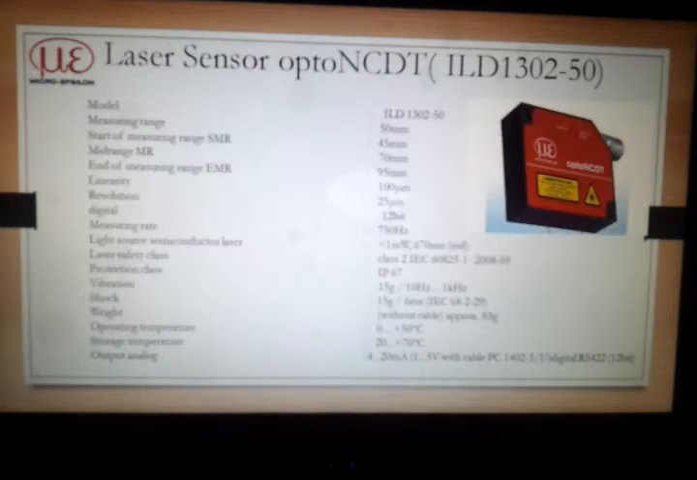So this is the configuration, the specification of the laser sensor. The most important factor is the measuring range. It starts from 50 mm and the end of the measuring range is 90 mm. That means that it only calculates the distance of 45 mm, and the model is ILD130250.